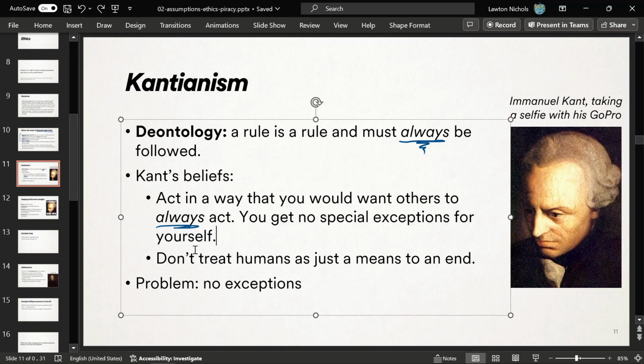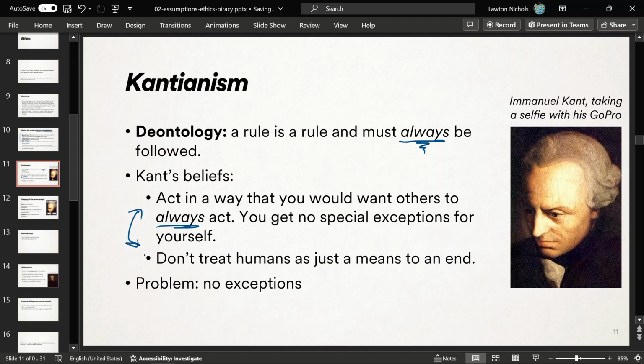And then he tried to argue that both of these bullets meant the same thing. So he also said in Kantianism that you shouldn't just treat humans as a means to an end, like to get what you want. Don't just use somebody to do something for you. Treat them like humans with their own goals and aspirations. And he argued that that was the same as the first bullet, act in a way that you would want others to always act. Okay? So Kantianism is a nice way of viewing a problem. Again, it's just a lens.